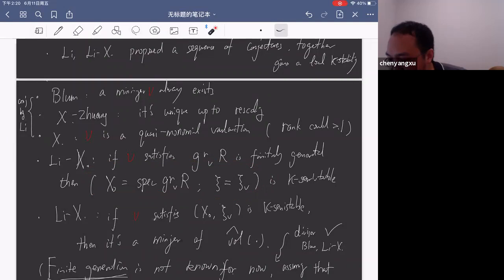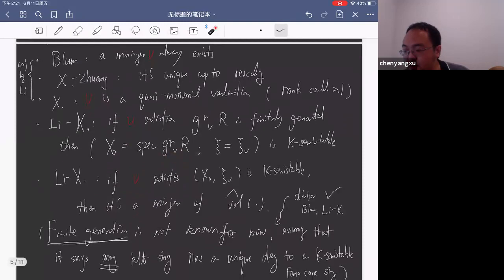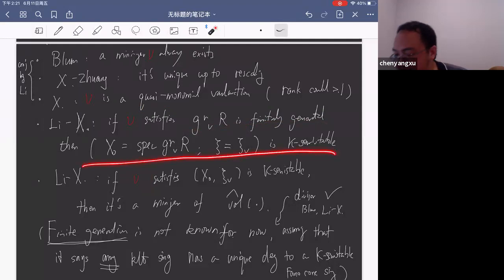And we prove that once you assume this is finitely generated, then it's K-semistable. So first it has to be quasi-monomial, and it's actually K-semistable. But conversely, we also prove that if a valuation is quasi-monomial and the graded ring is finitely generated, and such that this is K-semistable, then it has to be a minimizer. So actually this definition is either.